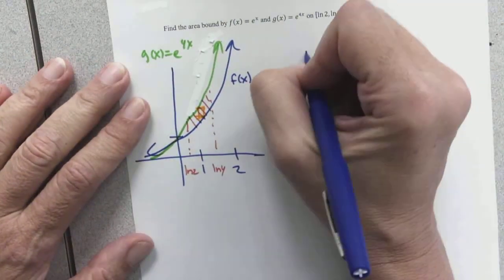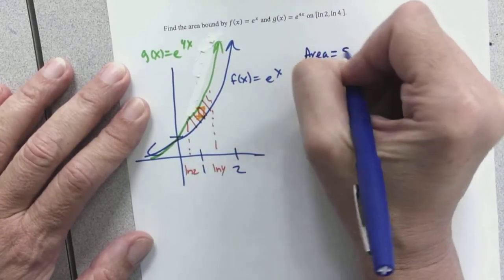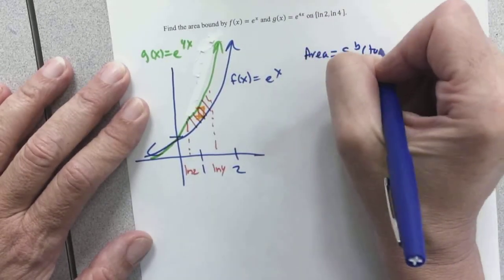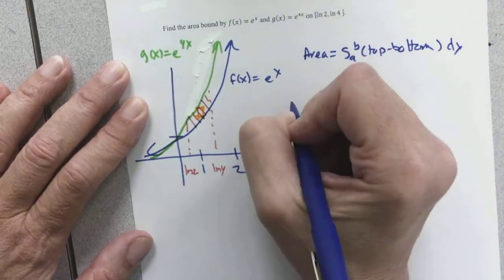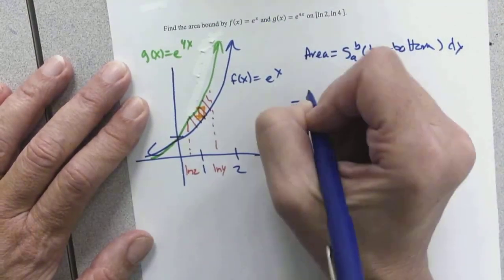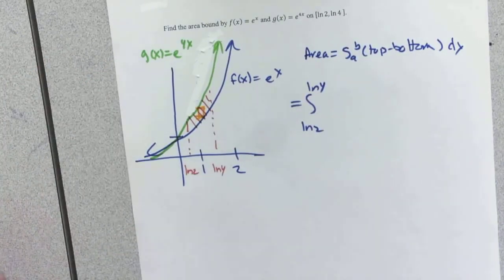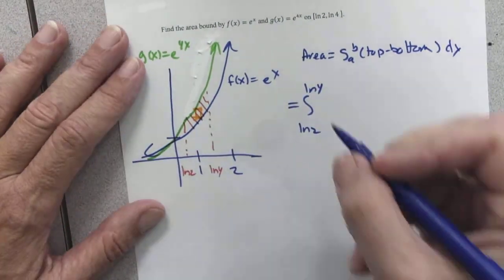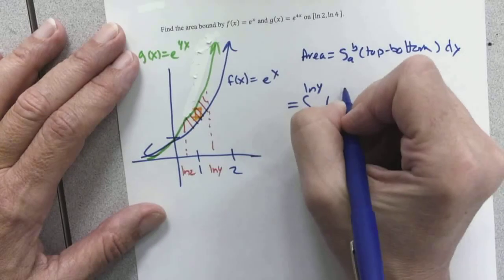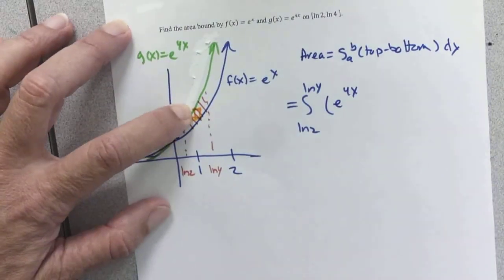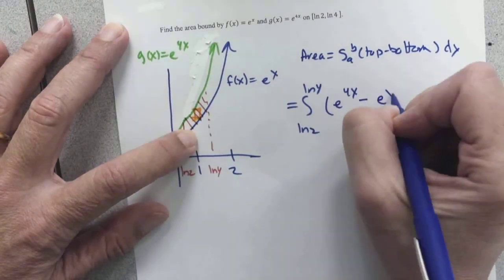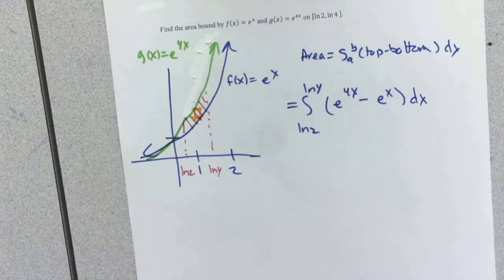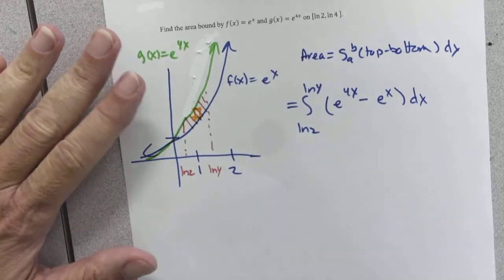And so my area, in general, from a to b, top minus bottom, dx. In this case, it's going to be the natural log of 2 to the natural log of 4, because they gave us those values. The top curve in this case is e to the 4x. That's where the top of the rectangle is. Minus the bottom. The bottom of the rectangle is e to the x dx. And there's the integral that's going to do it for us. And now we integrate.